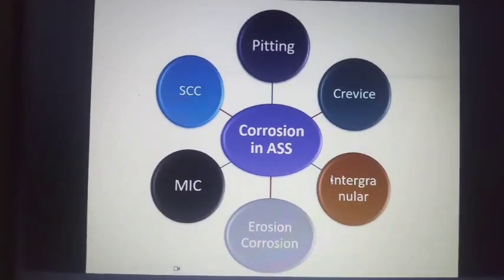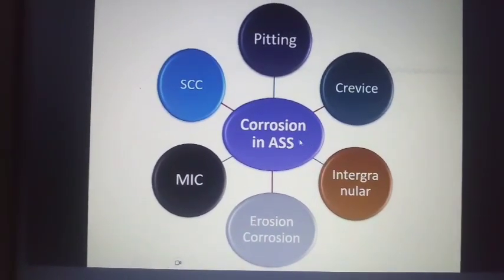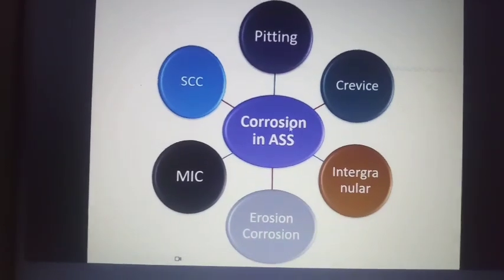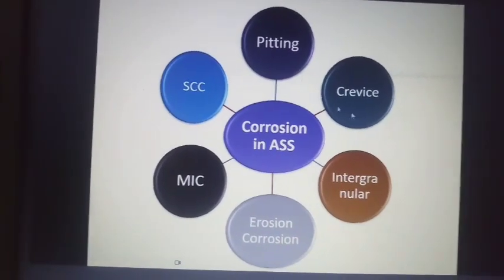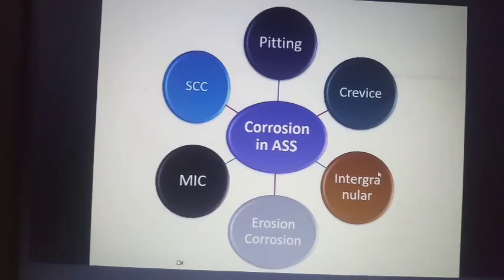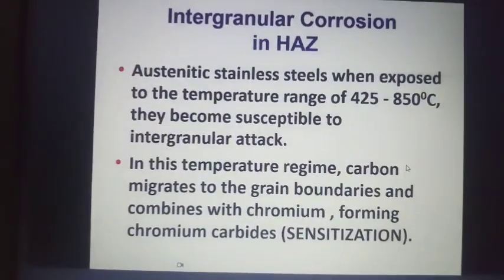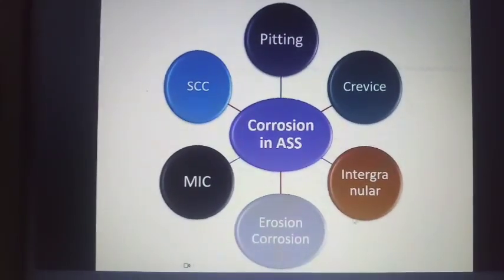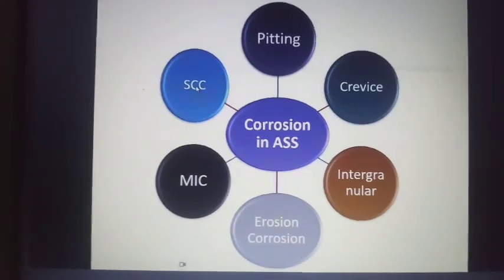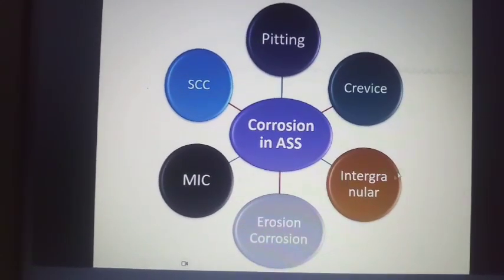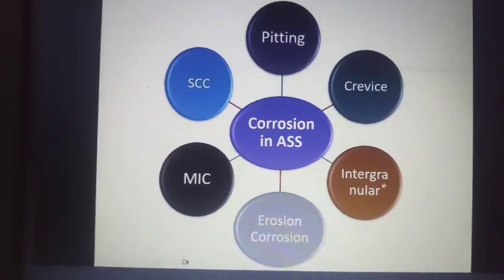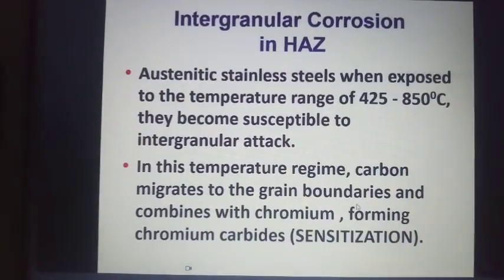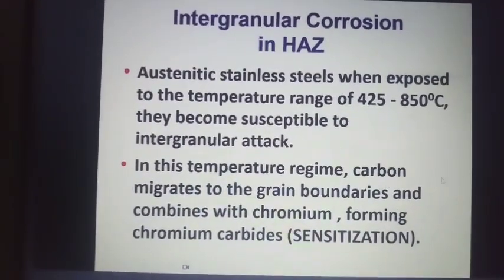Okay. Corrosion in austenitic stainless steel, I told, has many forms of corrosion like stress corrosion cracking, pitting, crevice, intergranular, erosion corrosion, and MIC. We will see mainly intergranular corrosion, pitting, crevice corrosion and SCC. These are all the prominent corrosion problems we face in austenitic stainless steel material selection.